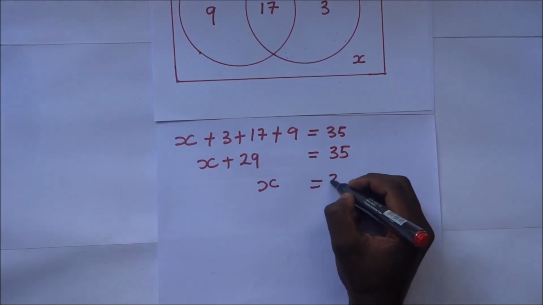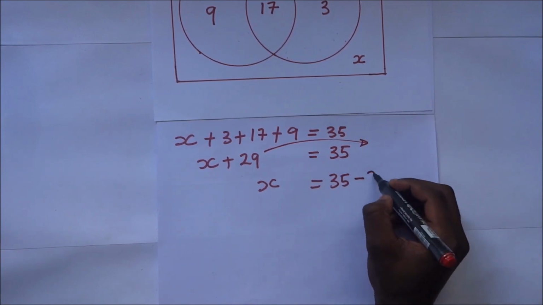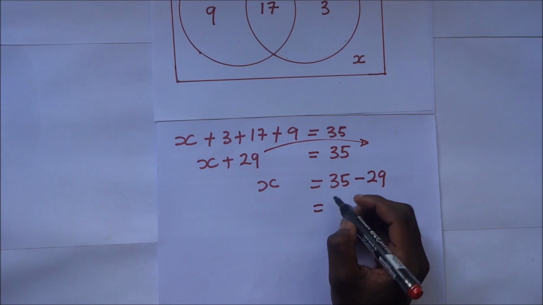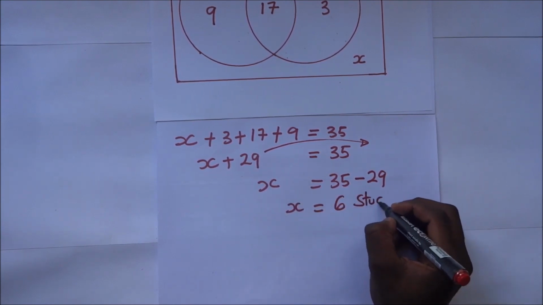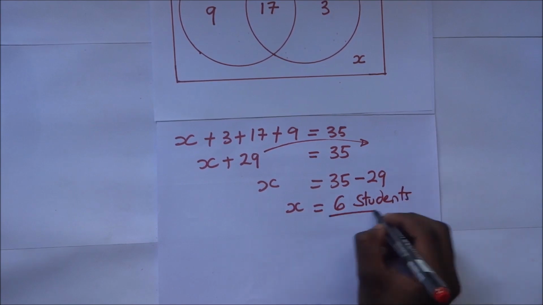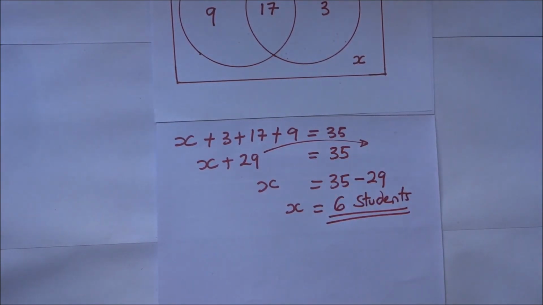x is going to be equal to 35. This 29 goes that way, it becomes 35 minus 29, and we shall remain with our value of x as 6 students. So it means it is only 6 students that do not play any of those games. Let's go on to the next question.